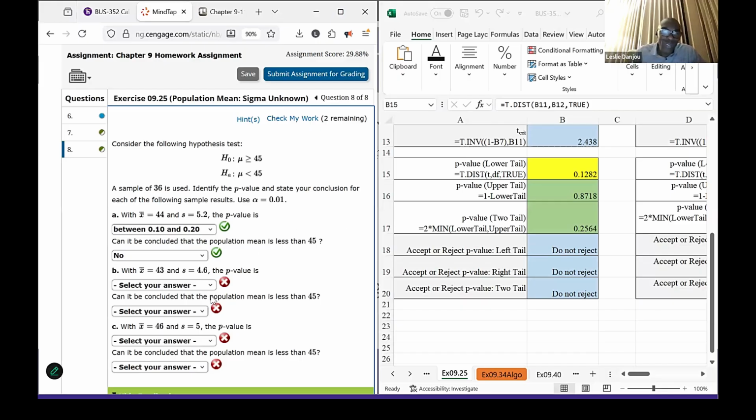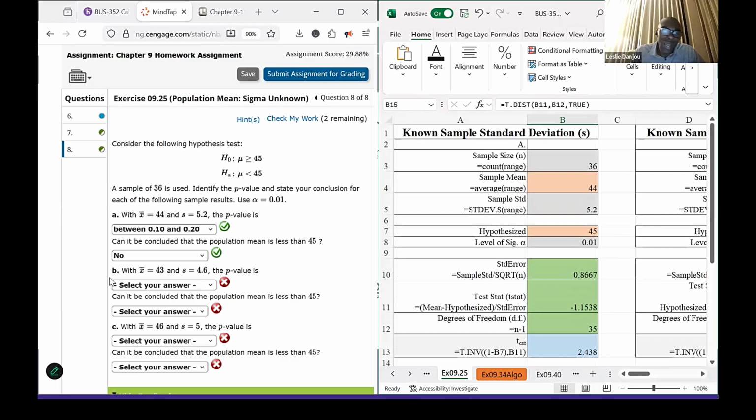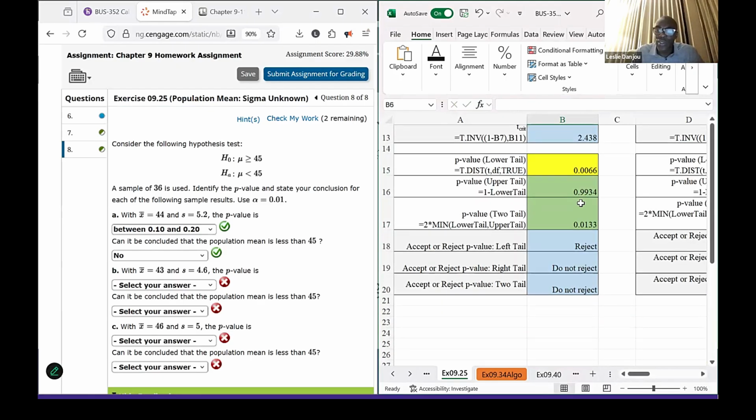You guys can do the rest of these. If I were you, I would just keep it simple. I would just change my mean and my standard deviation right here, these two numbers. Instead of 44, I would change it to 43. Is 43 statistically different than 45? And my standard deviation is 4.6. Press enter. I'll scroll down.